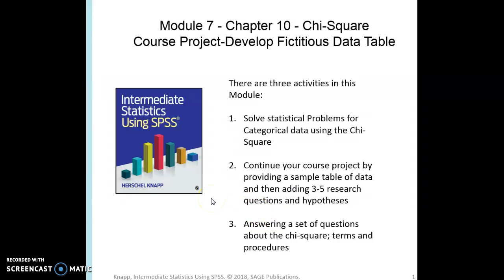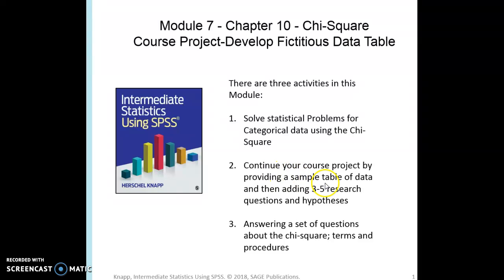Hello class, this is Module 7, out of Chapter 10 in NAP, regarding the chi-square. We're going to do three things in this module. Number one, we're going to solve statistical problems for categorical data using the chi-square.